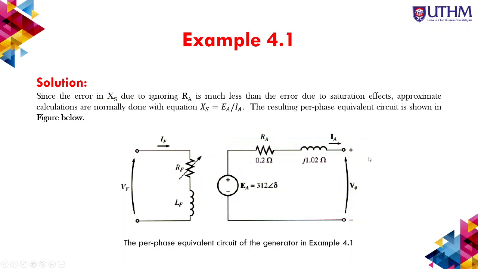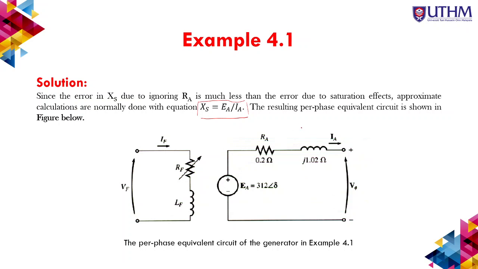Once we get the parameters, we draw the complete circuit. The error in XS due to ignoring RA is much smaller than the error due to the saturation effect, so for approximate calculation, we normally use this one. In a test or in theory, whenever they give you RA, we need to calculate it. In real life, sometimes we can ignore it because it is very small, not significant.